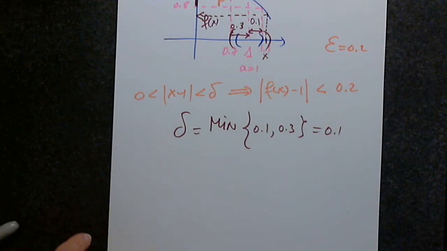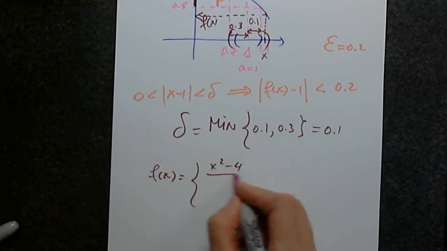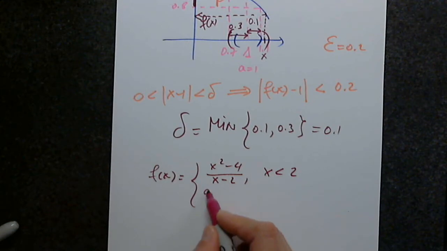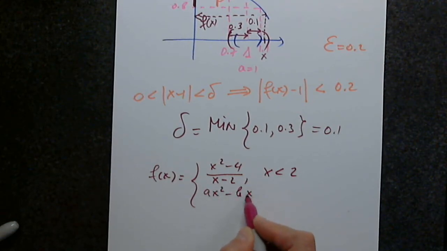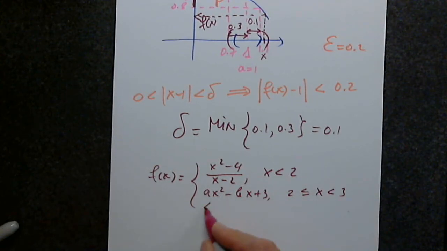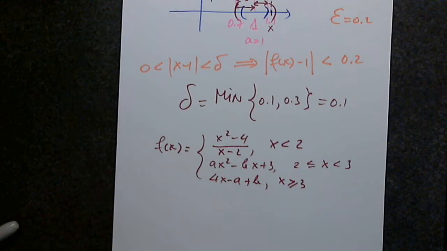So it's the values of a and b in this one? Yes, so we have f of x. We have x squared minus 4 over x minus 2 for x less than 2. We have ax squared minus bx plus 3 for x between 2 and 3. And then 4x minus a plus b for x greater than or equal to 3. Very good. Perfect example. Let's work on it.